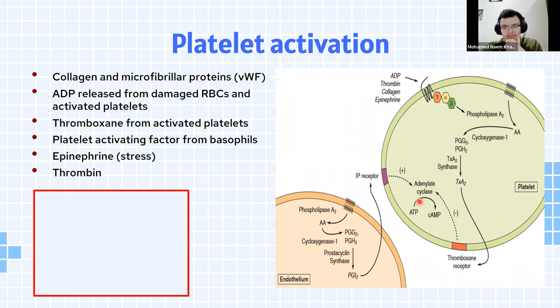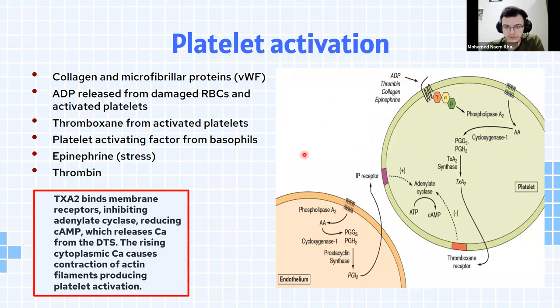Remember when we said ADP, thrombin, collagen, and even epinephrine? Honestly, we never mentioned epinephrine, and the doctor never mentioned it, but it's written here. It's basically when you have a lot of stress, you have a lot of epinephrine. This is a platelet and this is an endothelium, right? So all of those go and bind to their receptor on the endothelium, okay?